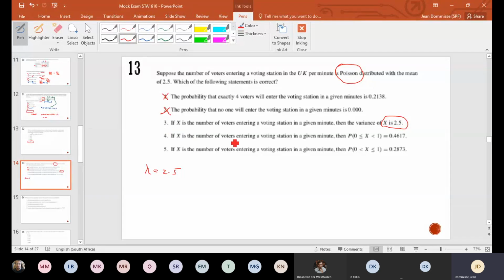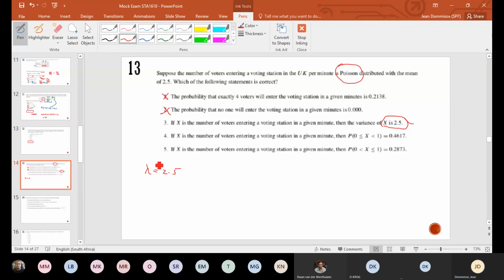Okay, so if X is the number of voters entering a voting station in a given minute, then the variance is 2.5. Is that true or not? What can you remember of the rules of that? Okay, so that is actually true.